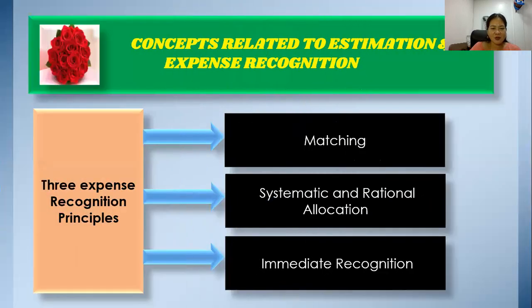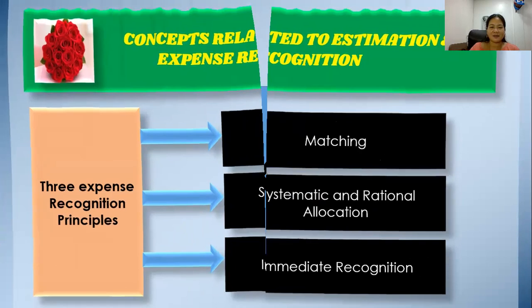Then we have three expense recognition principles. We have matching, systematic and rational allocation, and immediate recognition. So those are the three expense recognition principles.